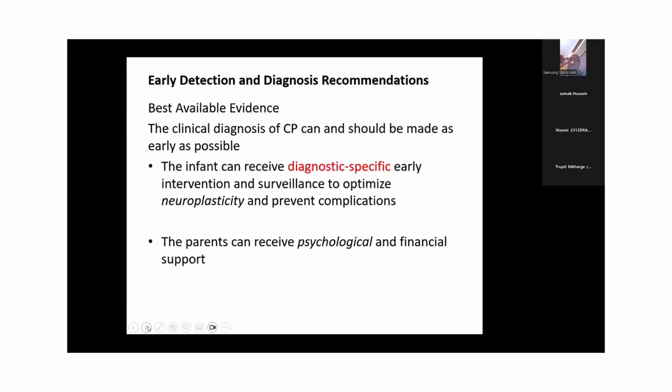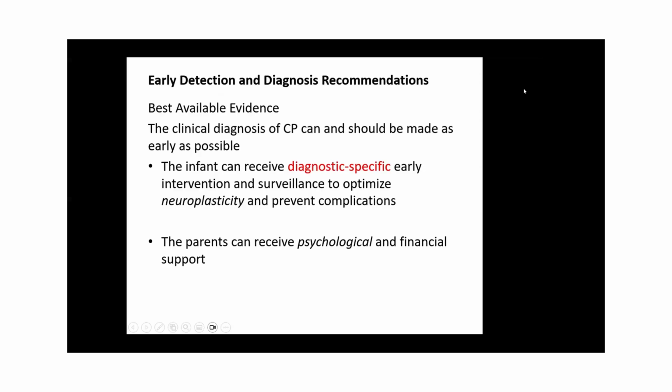Okay, so the definition of cerebral palsy says that it is a disorder of movement and posture caused by damage to the fetal brain or the immature brain, and it is a disorder of movement and posture which is associated with other problems like cognitive impairment, hearing impairments and other impairments.